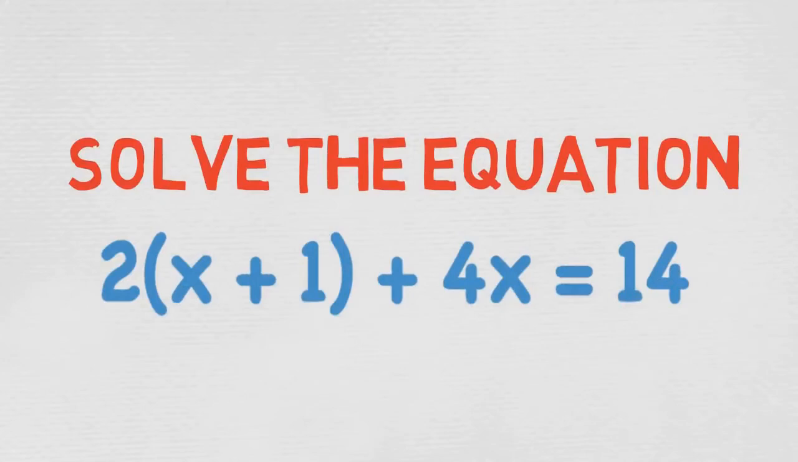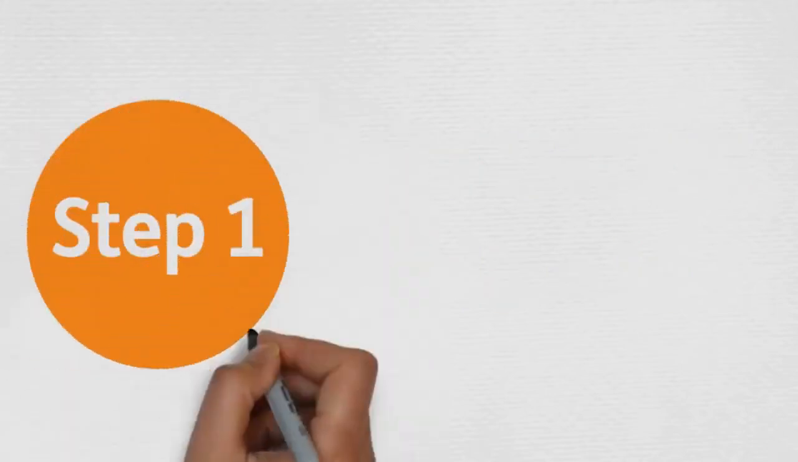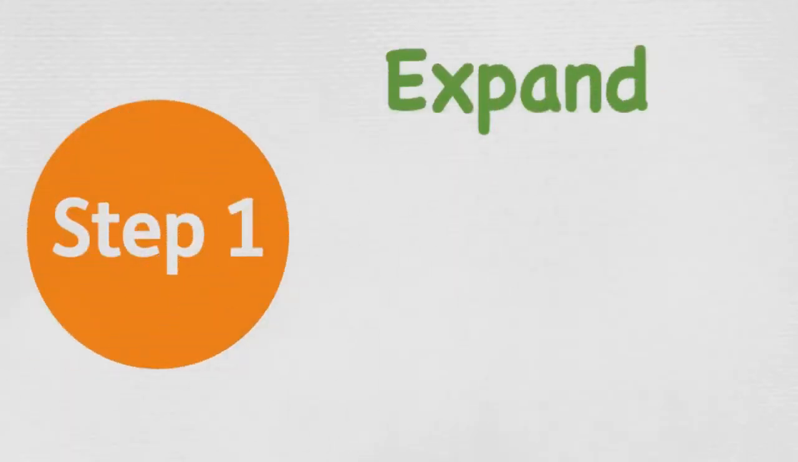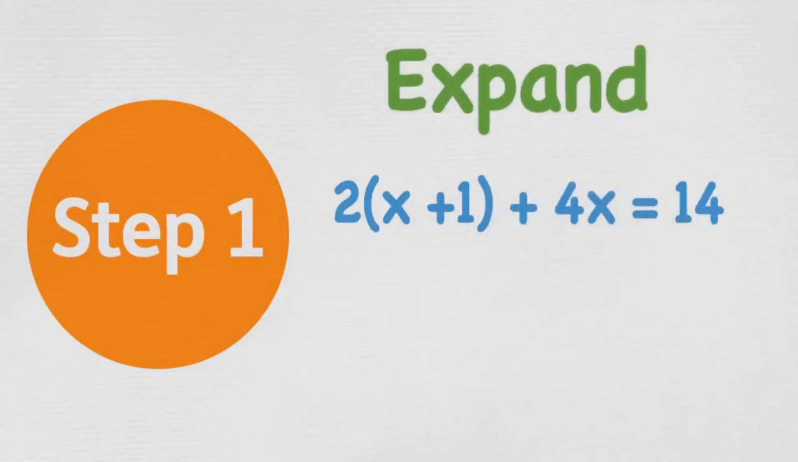Now we have an unknown in this equation, and that is x. So what we need to do, using the 3 steps provided prior, is to solve for x so that the equation on the left equals 14. Step 1, expand. Before we can do anything, we need to expand the brackets.